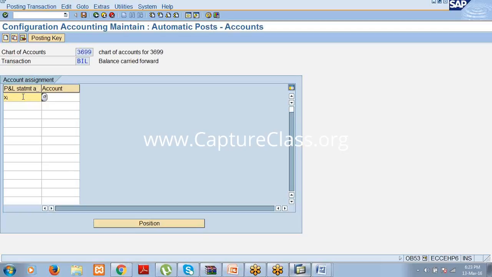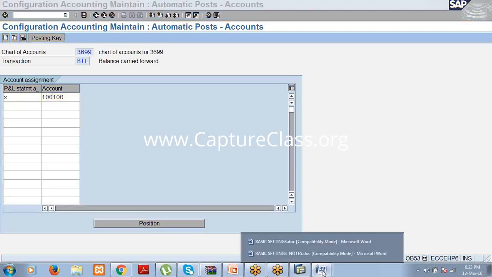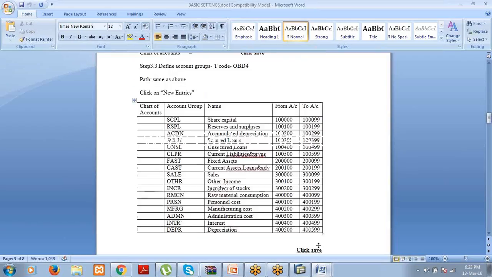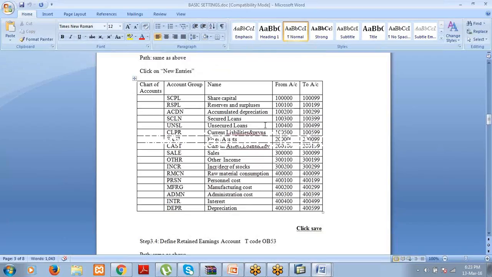We can use any single character. Just like that I am giving X. And the account is 1,100,000. So why have I given 1,100,000 here? Look at the screen, please. Here, the profit and loss account is part of your reserves and surpluses. So we display the balance of the profit under the heading reserves and surpluses in the balance sheet, right?